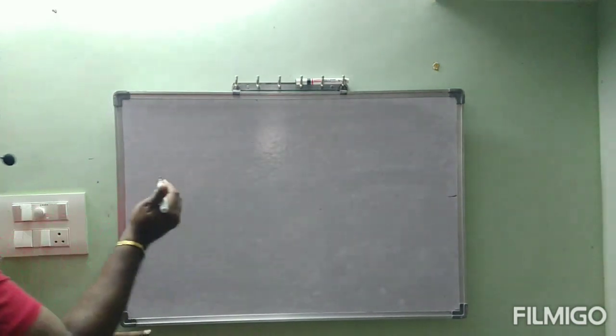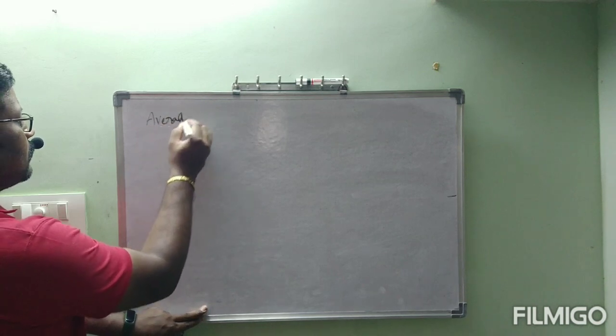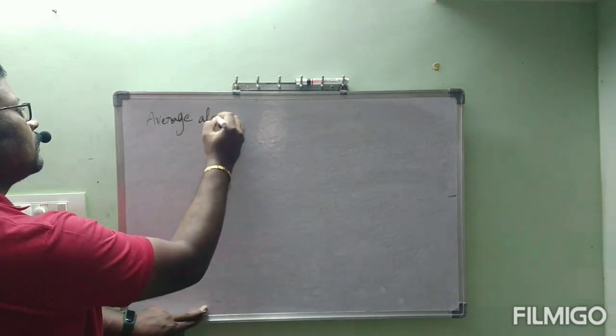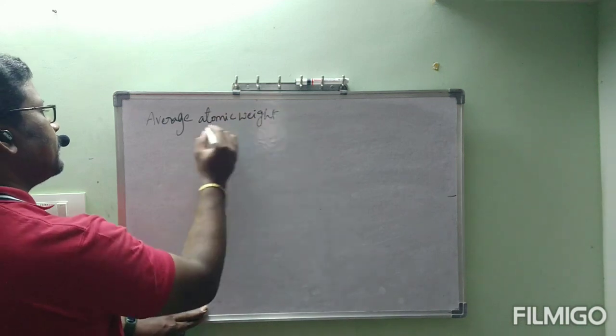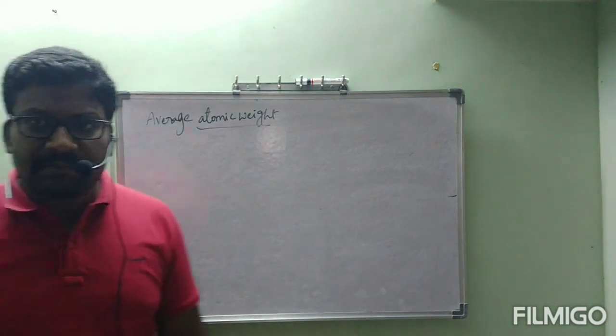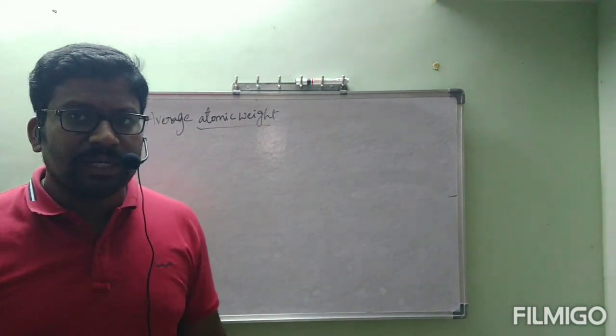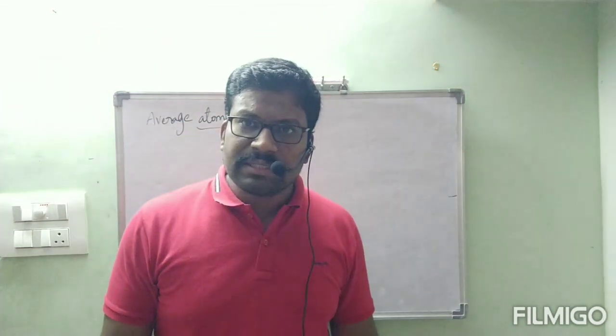Next, our next side heading is average atomic weight. To understand this average atomic weight, we have to know one term that is called abundance. What is the meaning of this abundance?